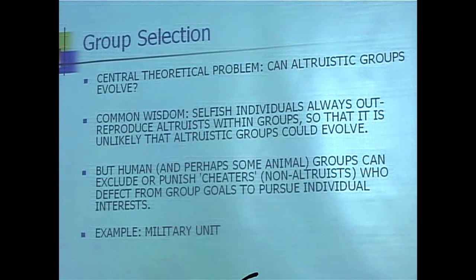But what I started thinking about was that humans are a little different from animals. And I think a lot of the reason why we are different from animals is what I was talking about in the first lecture: general intelligence, the ability to keep things in working memory and so on. But as applied to groups, the idea is that humans and perhaps some animals can exclude or punish cheaters, in other words, non-altruists who defect from group goals or pursue individual interests.